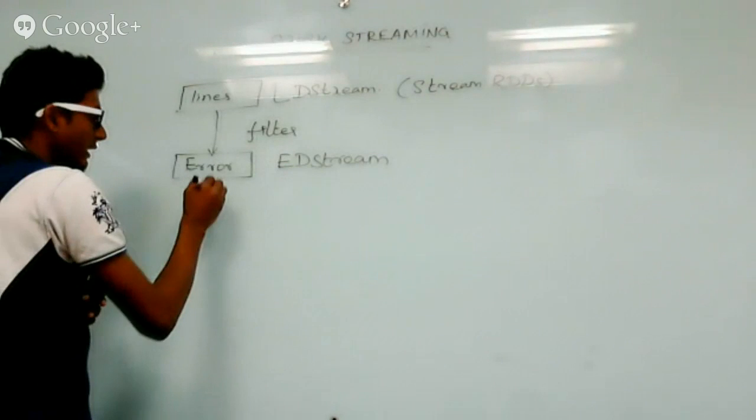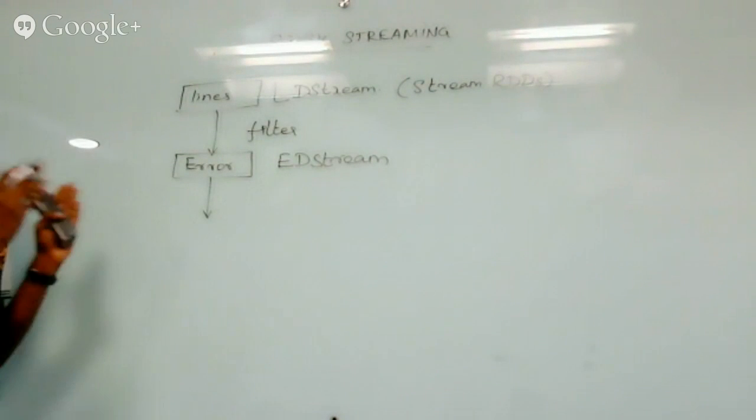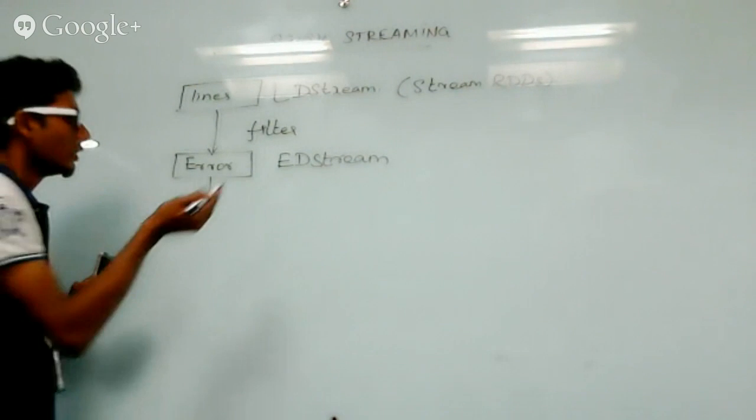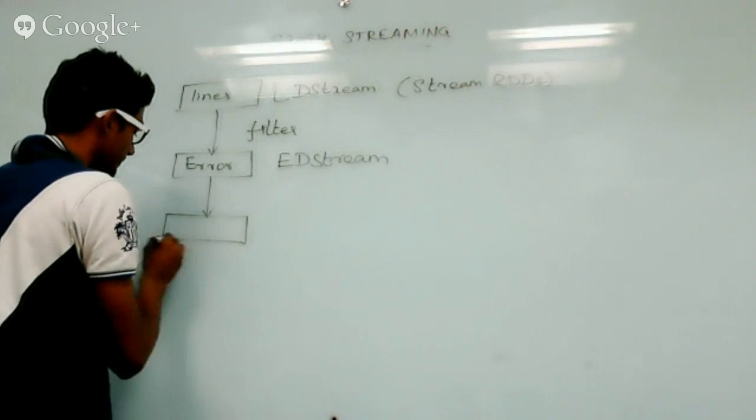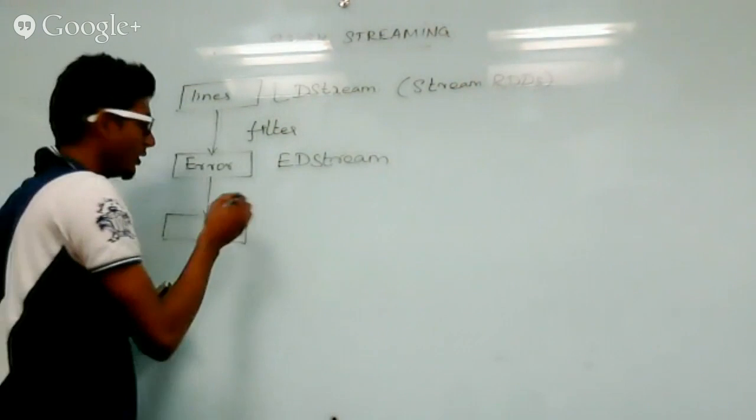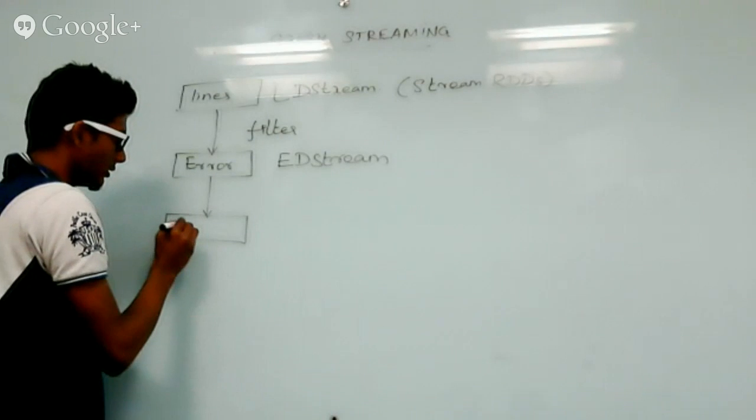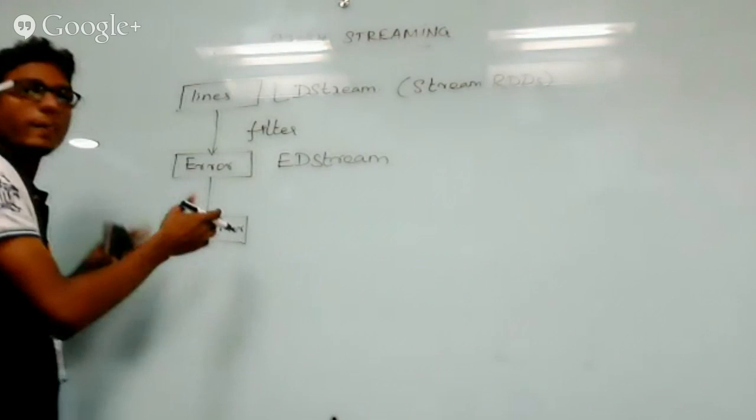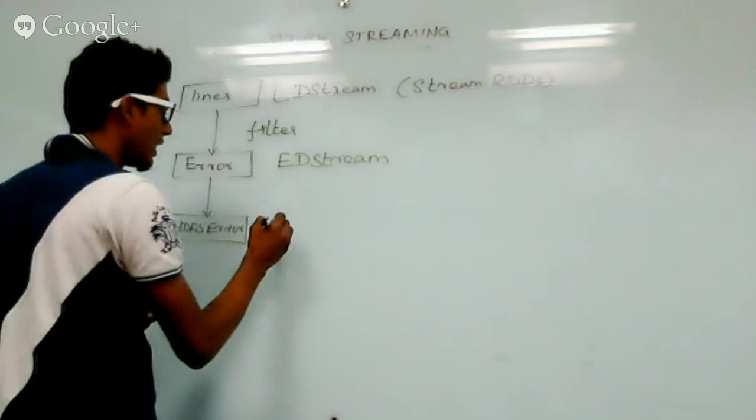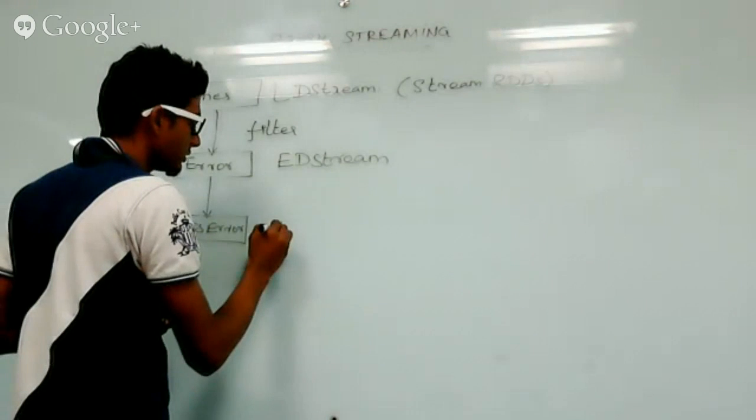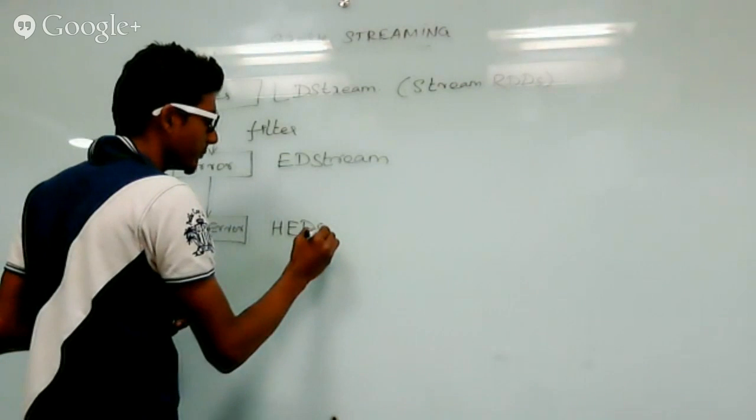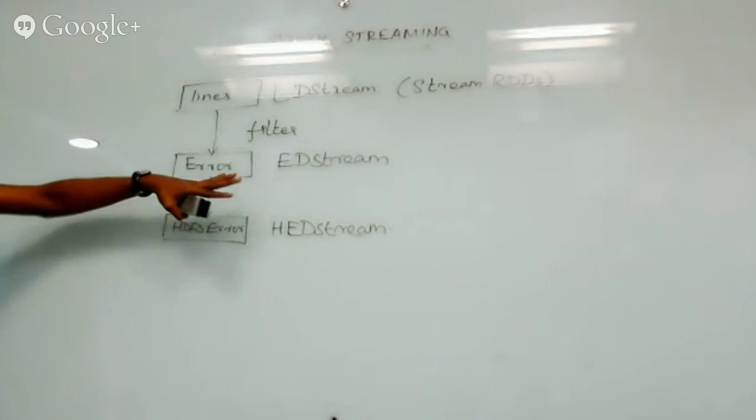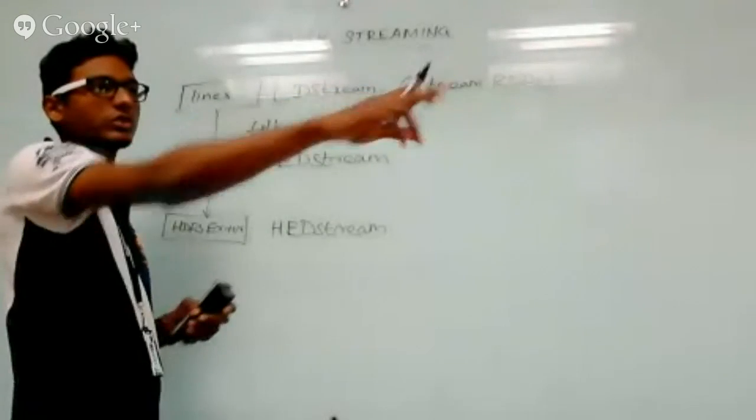Again, you can identify one particular type of error, say an HDFS error. So you perform another filter operation, another transformation, and you get the HDFS error DStream. This is the HE DStream.